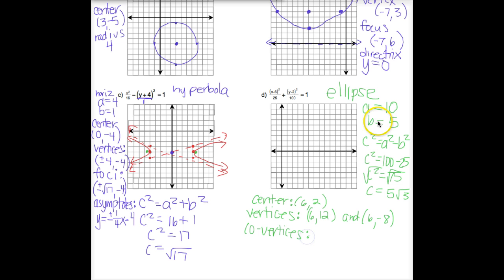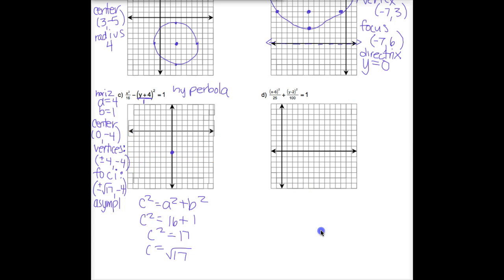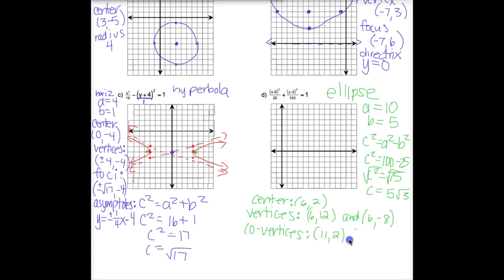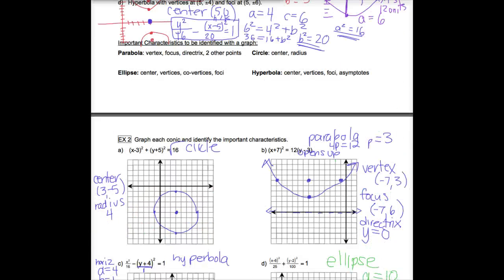My co-vertices, my b value is 5. And so from the center, this is the minor axis, which is going to be the x-axis. So on the x-axis, I'm going to go 5 up and 5 down from the 6. So 5 up would be 11, 2. 5 down would be 1, 2. So I've got center, vertices, co-vertices. Now I just need my foci.